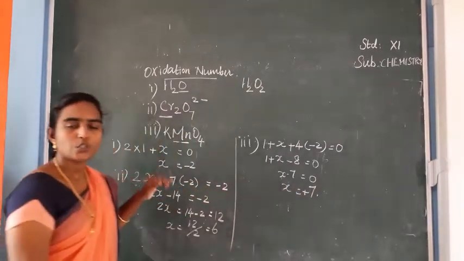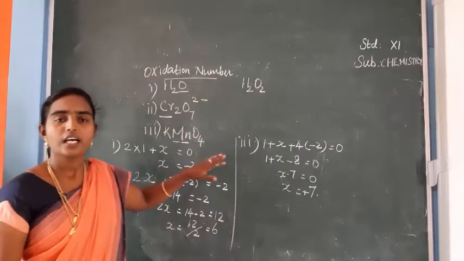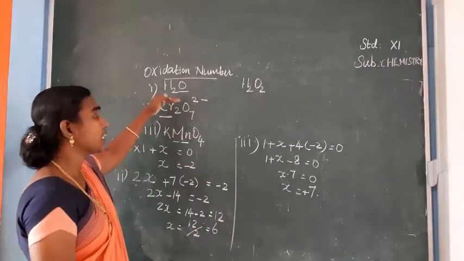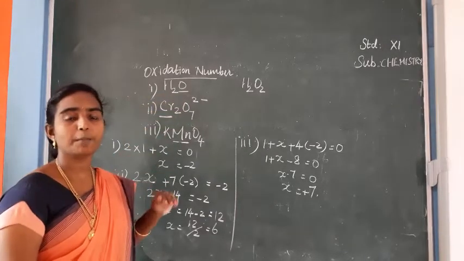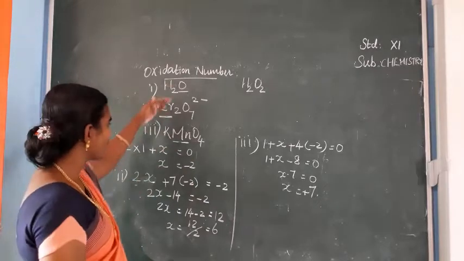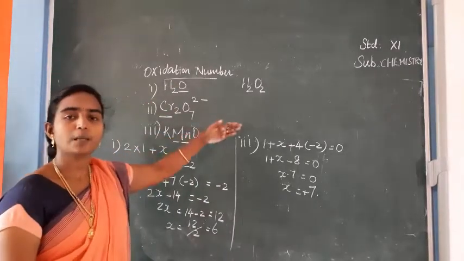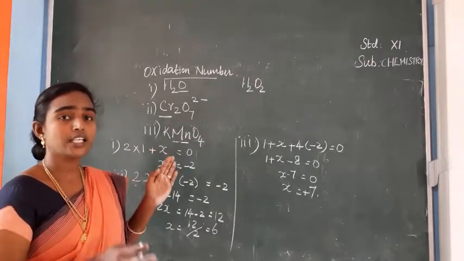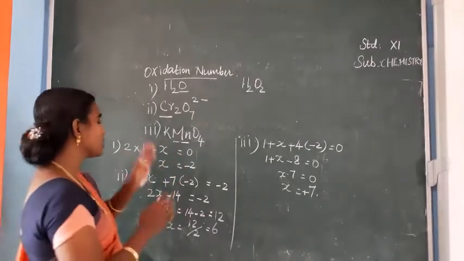Is it clear? So this is the way to find out the oxidation number of the underlined element. Have you understood? So I have given only 3 problems. Some other problems are also given in the book. So we have to study, otherwise we have exercise questions also.